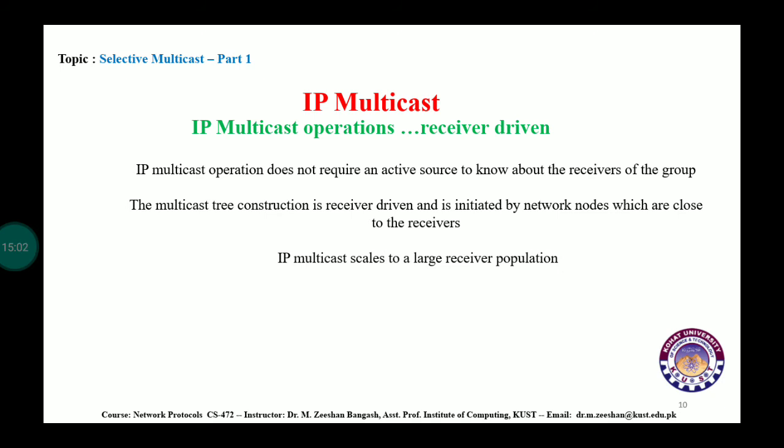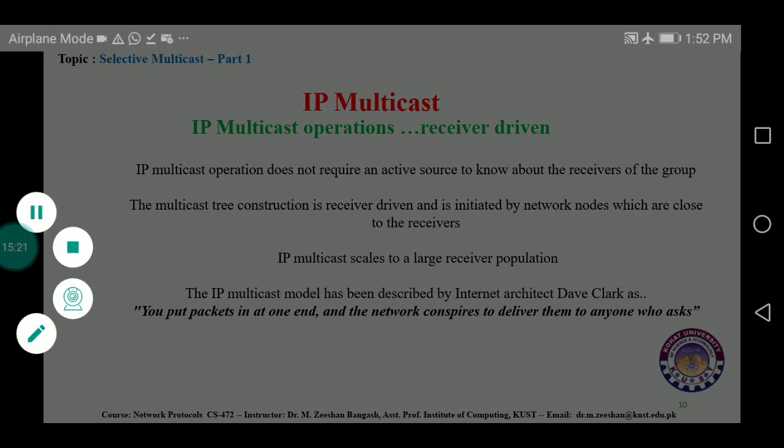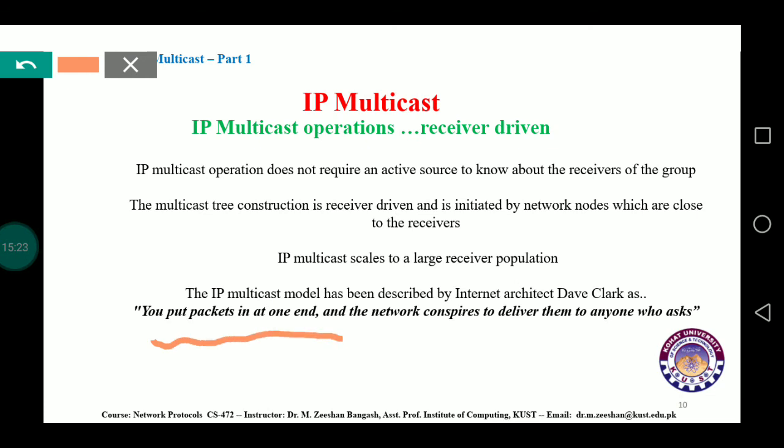Now, IP multicast scales to a large receiver population. There's a famous saying about internet architecture by Dave Clark that describes the IP multicast model: you put packets in at one end, and the network conspires to deliver them to anyone who asks. So this is basically the IP multicast model.